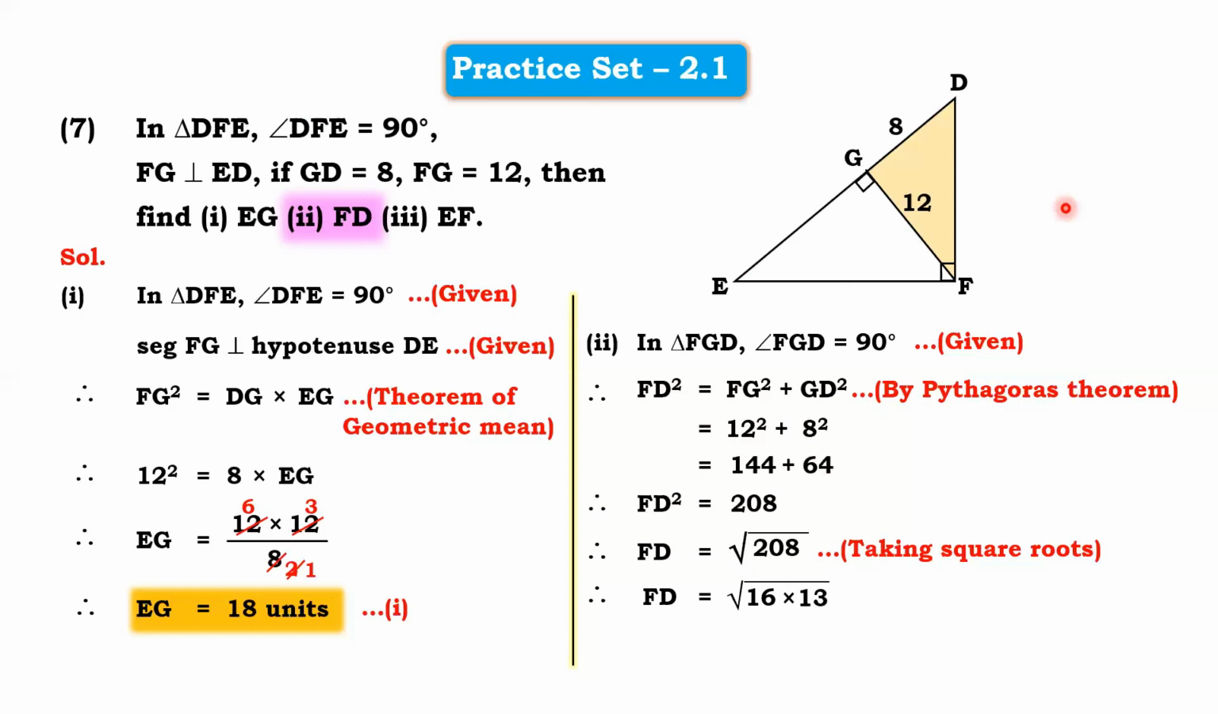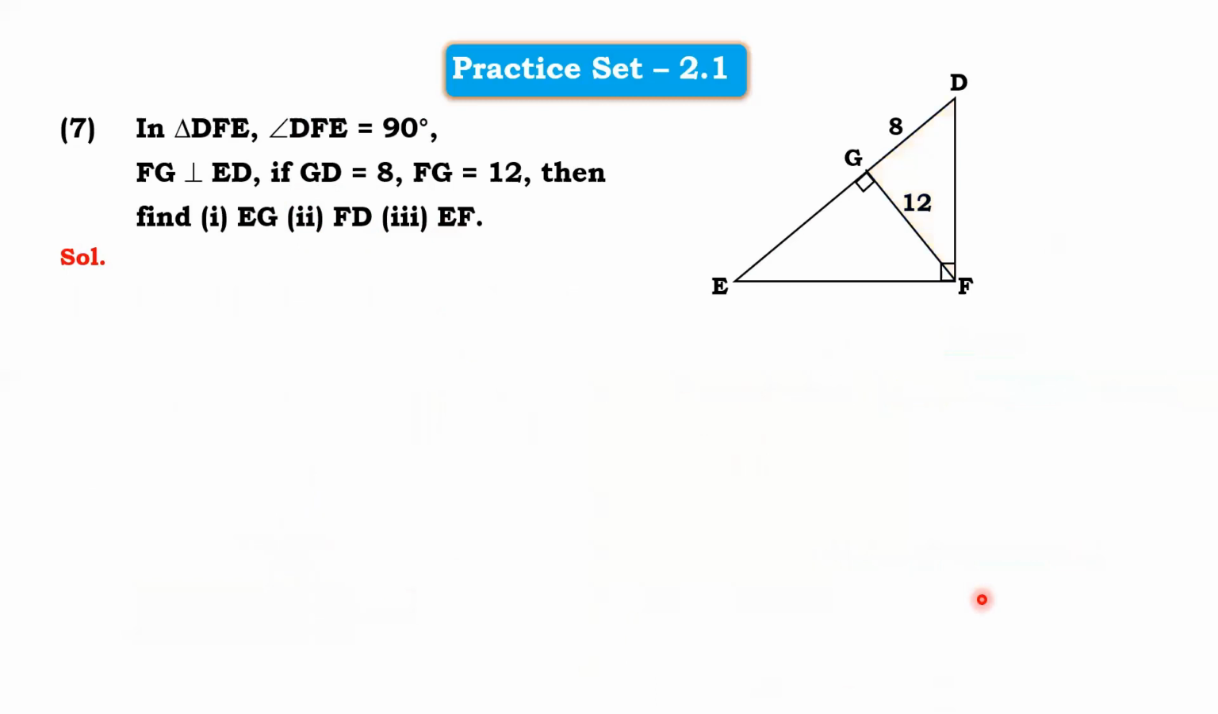Now if you take the square root of 16, square root of 16 is 4. And square root of 13 you cannot take, so it will remain square root of 13 only. So we can say, therefore, FD is equal to 4 root 13 units. Did you understand this? We have found out FD. Now students, we know EG, we know FD, we have to find out EF.